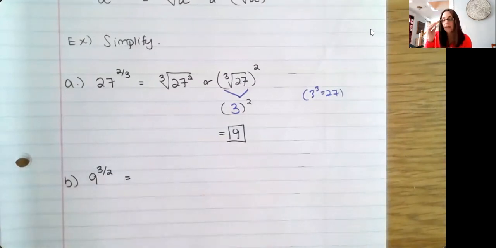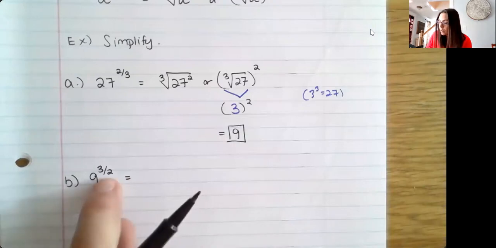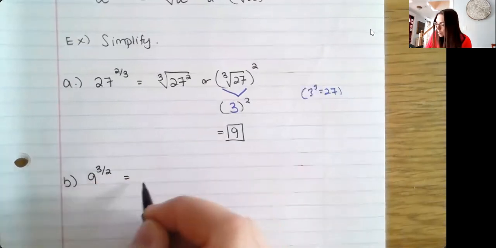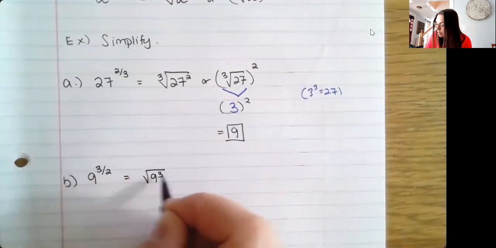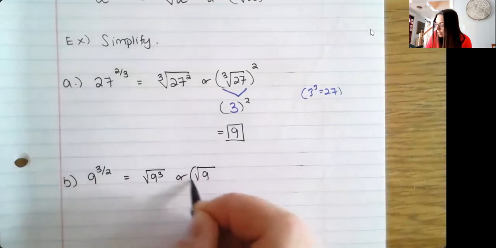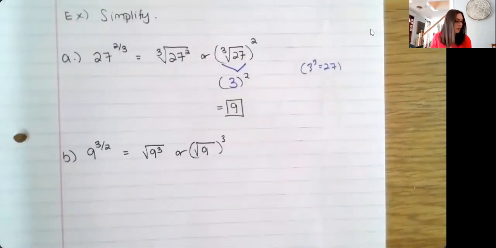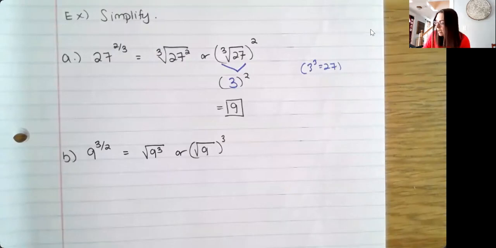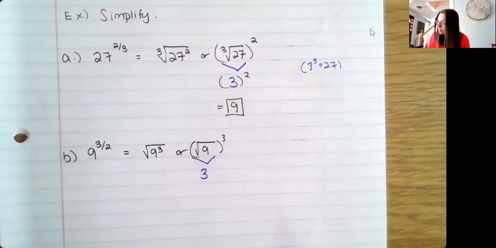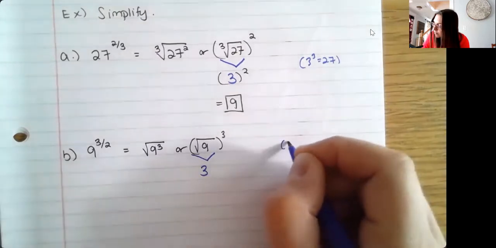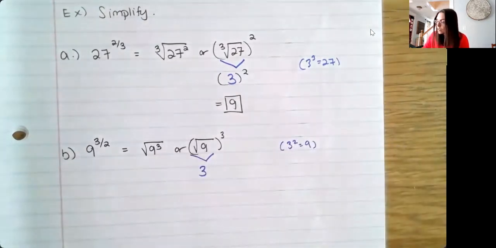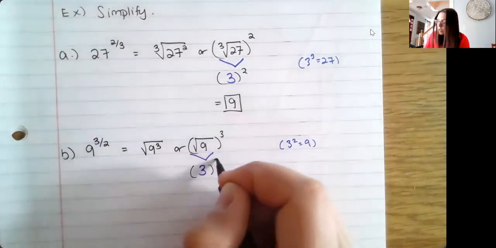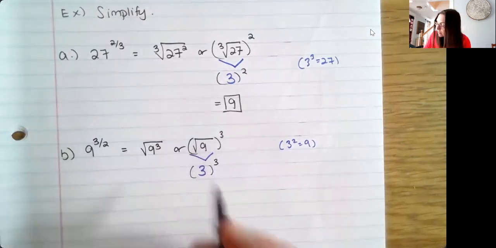So 9 to the 3/2. That denominator is your root. The numerator is your exponent. So here, if it's a square root, we don't have to write the 2 in. So it's the square root of 9 to the 3rd power. Again, usually one is going to be easier than the other if you can keep simplifying. Sometimes we can't really do much. But here we can. I know the square root of 9 is 3, right? Because 3 squared is 9. So I'm going to use this version, and then I'm going to find 3 cubed, and that's going to be 27.